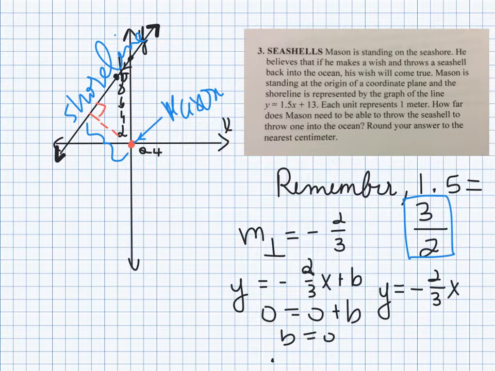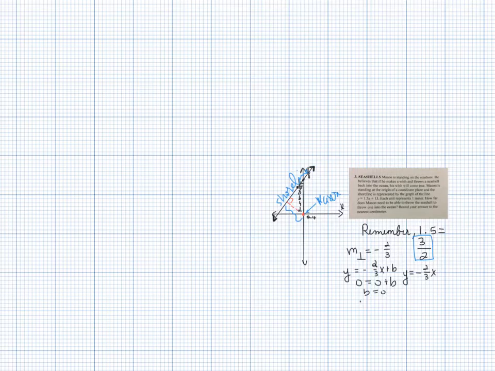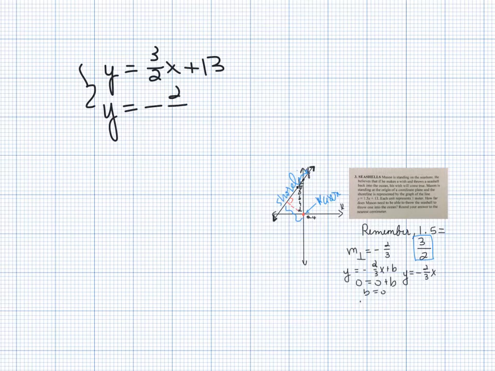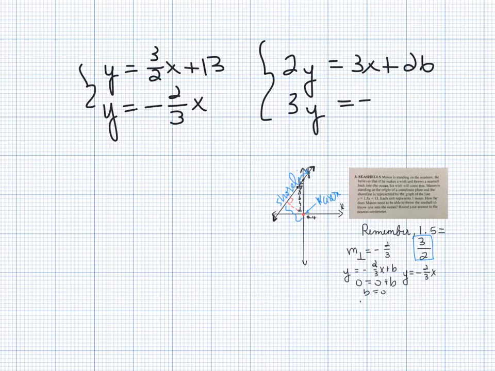Now that I have both of them, I'm going to go ahead and solve the system. So I've actually made a little bit more space for us so that I can do some work here. And so what I'm going to do is write out my system. So I have y equals 3/2 x plus 13, and I have y equals negative 2/3 x. So now I have to find the point of intersection before I can find distance. So what I'm about to do is multiply by the fraction so that I get a non-fraction system. So I get 2y equals 3x plus 26. And I also get that 3y equals negative 2x.